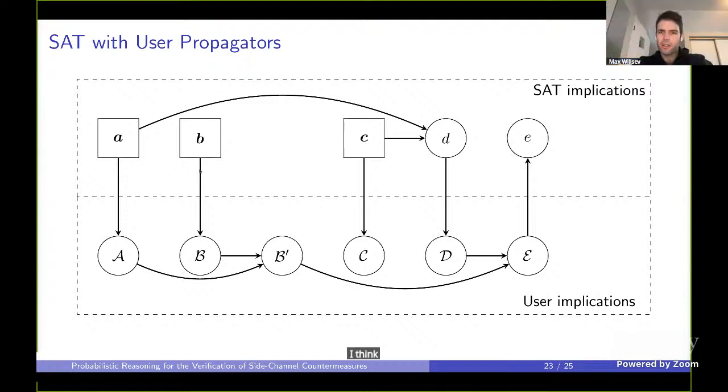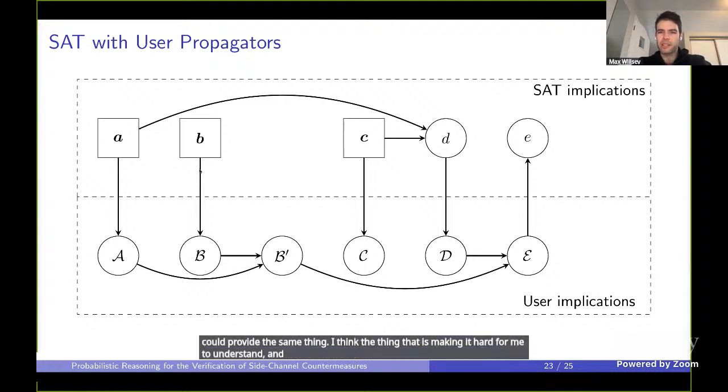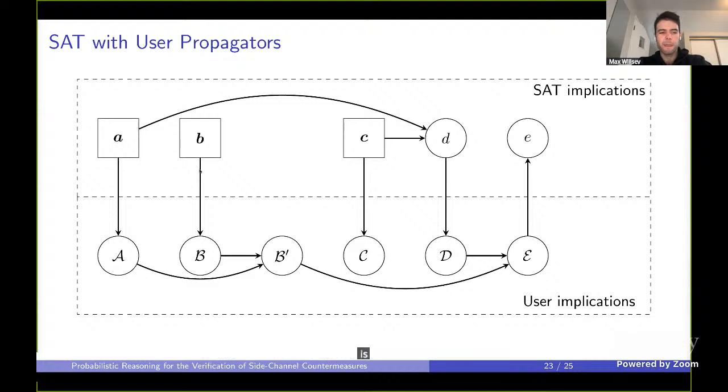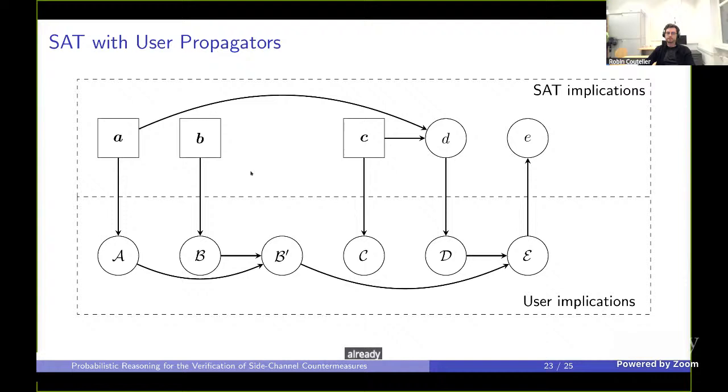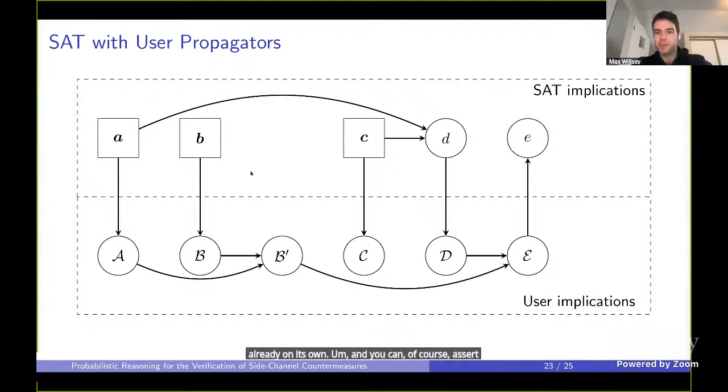I think that there are the skeleton of some mechanisms that could provide the same thing. I think the thing that is making it hard for me to understand it, and maybe others have a better grasp of this, is, well, in egraph land, there's not only the introduction of the literal, which is like you're building a term, but there's also things becoming equal to another thing, right? Like those are sort of the two kinds of assertions, right? You can assert that a term exists, which is interesting already on its own. And you can, of course, assert that some term is equal to another term.